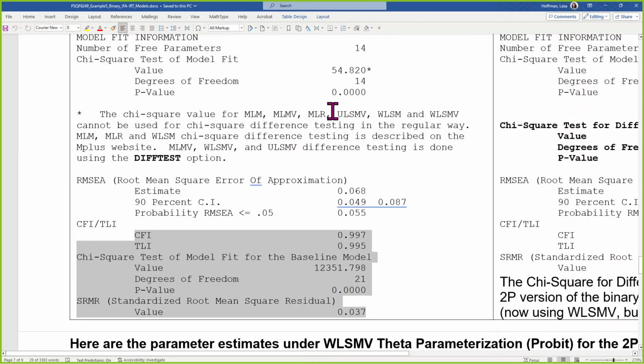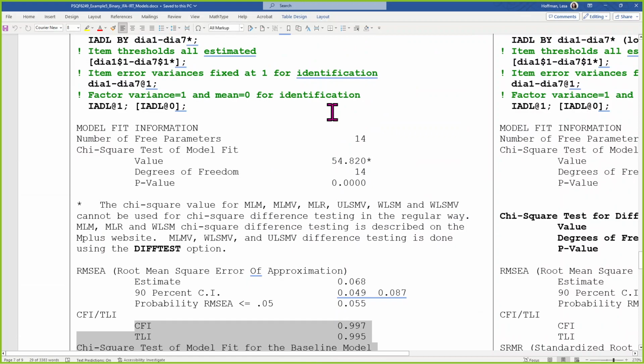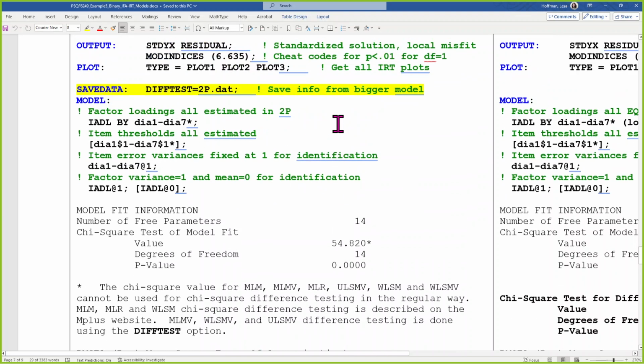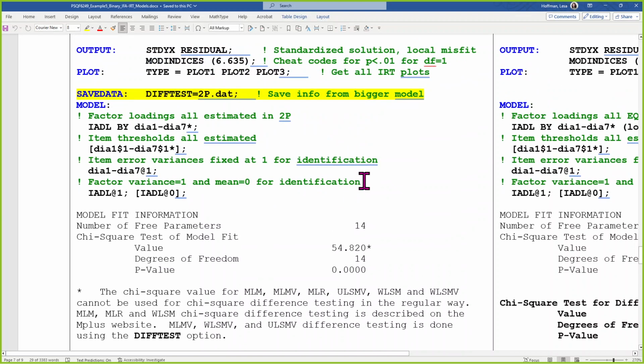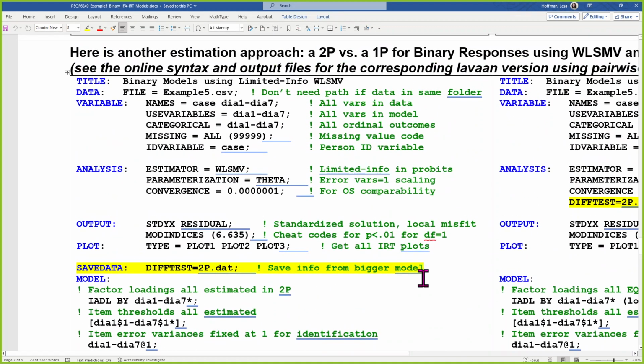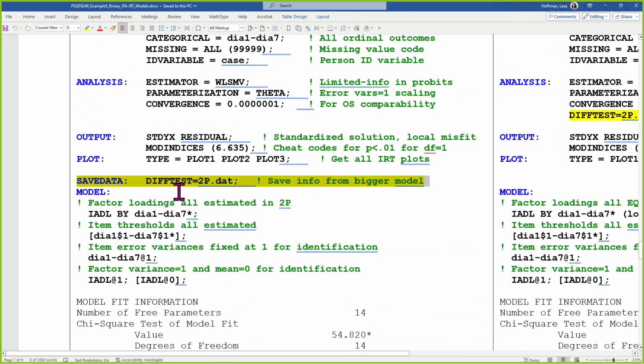What about the Rasch model? What if reviewer 2 thinks I should have done a Rasch model instead? Can I answer that using limited information estimation? Sure I can. Here's how I do it. So I highlighted in yellow the parts that you would need to change. A new command is save data. Diff test is the key word here.